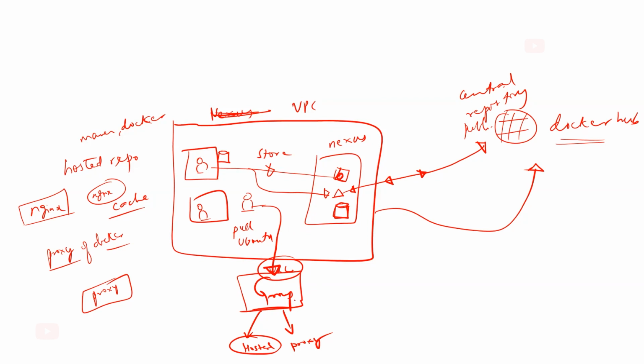If it is not there in hosted, it will check its cache. Why it is checking the cache is, let's say someone through the proxy repository already pulled Ubuntu and it is there in the cache. Even if it is not there in the cache, then what it will do? It will use the proxy repository and it will go out. Got it?